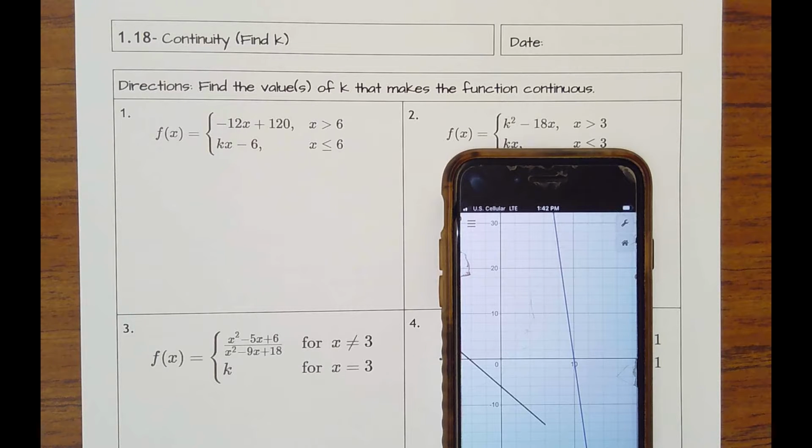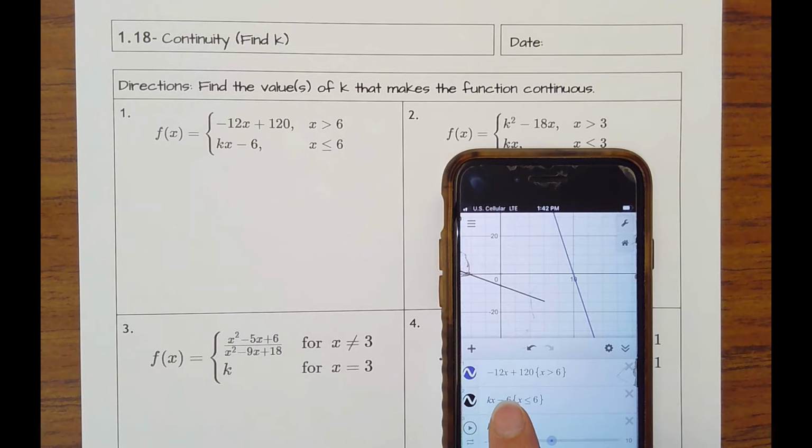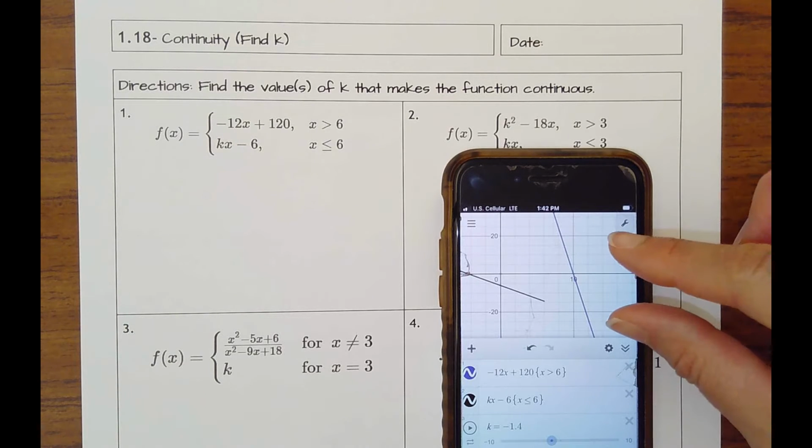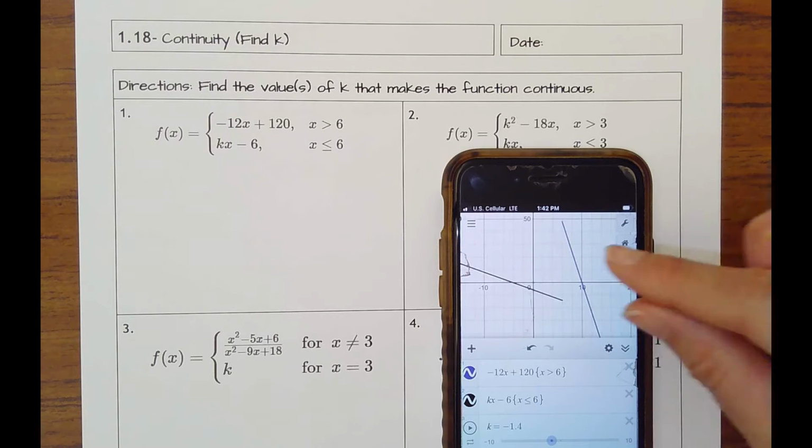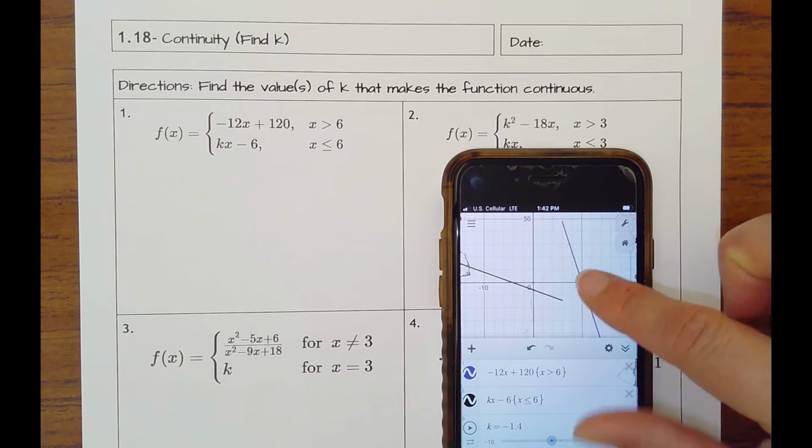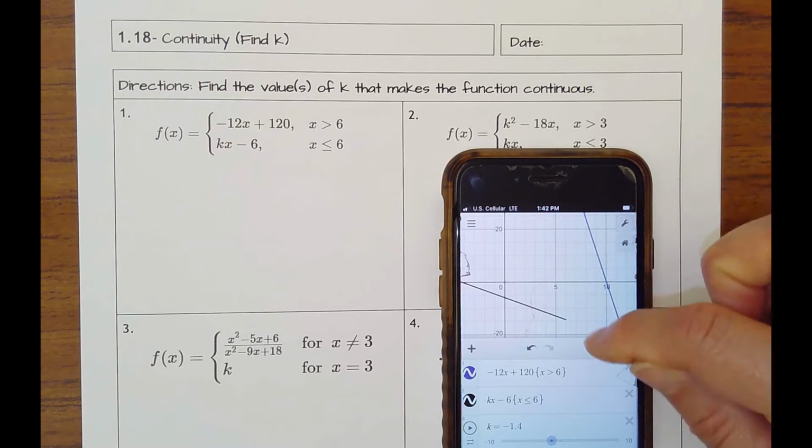Lesson 1.18, continuity, we're finding k. Directions say to find the value or values of k that make the function continuous. Okay, so right now I put this on my phone where I have the first function, negative 12x plus 120, only for x values greater than 6, and then something times x minus 6 for x values less than or equal to 6, sorry. So you see that there's a break right here where x is 6.